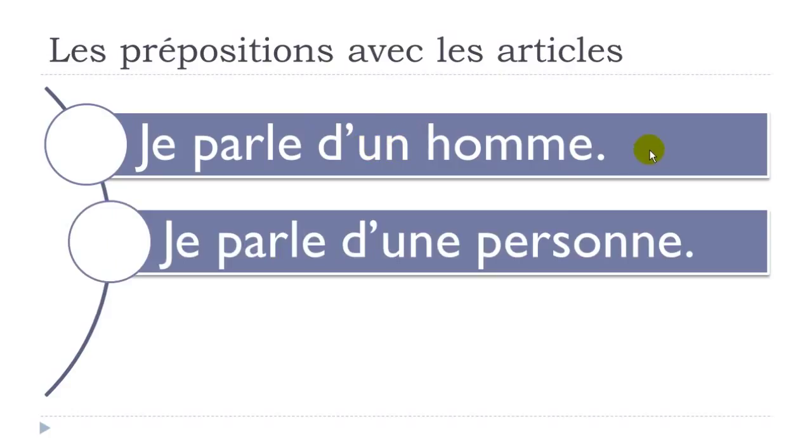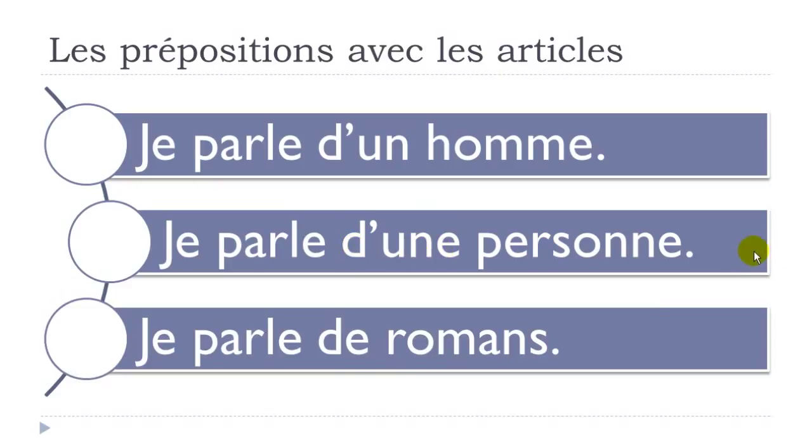Okay? Je parle d'une personne. Okay? Une personne, a person. Je parle d'une personne. So exactly the same thing here. Nothing major happens, only this e disappears, but then that's the only thing that you should remember to do if you want to combine the two.